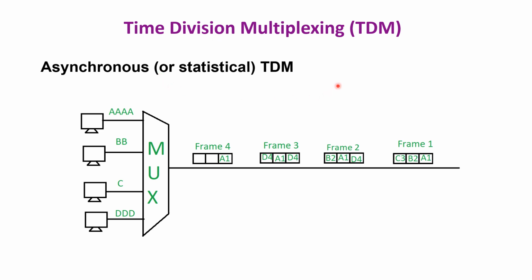Asynchronous time division multiplexing is also known as statistical time division multiplexing. It is a more dynamic and efficient form of time division multiplexing where time slots are allocated to signals only when they have data to transmit. Unlike synchronous time division multiplexing, where time slots are fixed and assigned to each signal regardless of whether or not data is available, asynchronous TDM optimizes the use of bandwidth by dynamically allocating time slots based on demand.